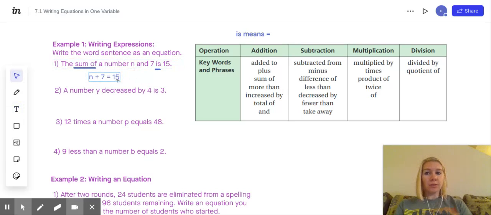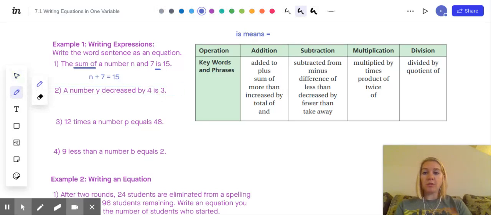We don't need to solve anything else so far. We're just writing expressions. So we wrote the phrase the sum of n and 7 is 15 as n plus 7 equals 15. Okay, let's check out number 2. It says a number y decreased by 4 is 3.